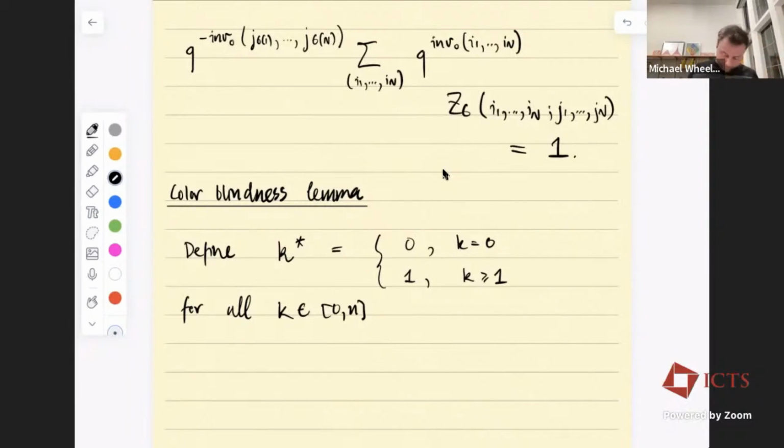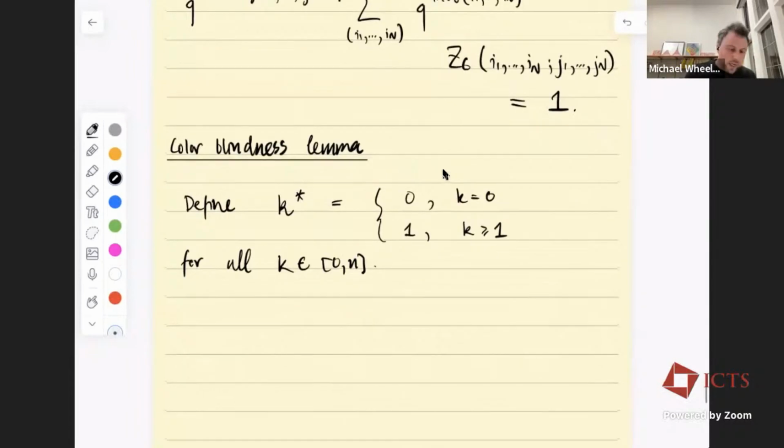So if K is equal to 0, then the projection does nothing. And if K is equal to any of the actual colors, then you project onto the color 1. Okay, so we will use this. And obviously, we will use a similar kind of notation for vectors of integers. So if I have a vector and I apply star to it, then I'm just applying star to each of the components.